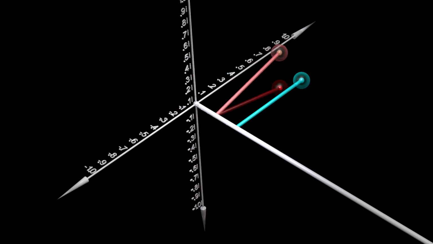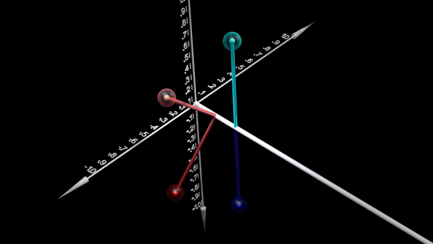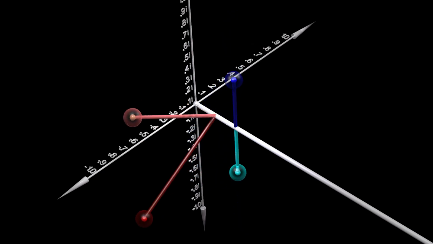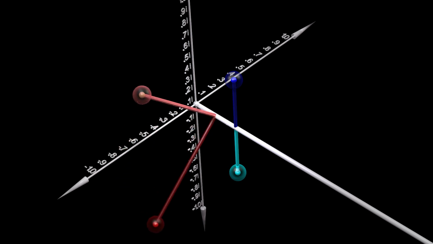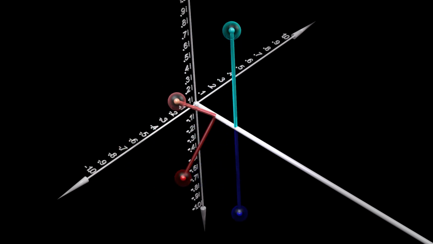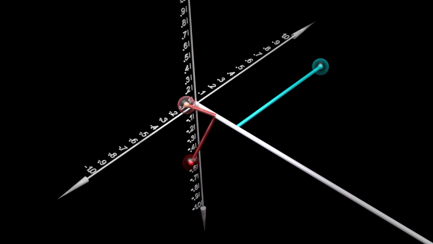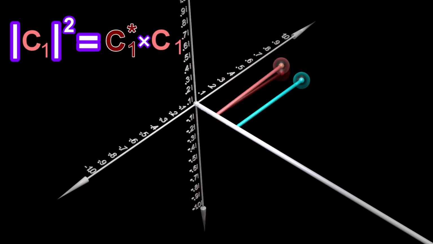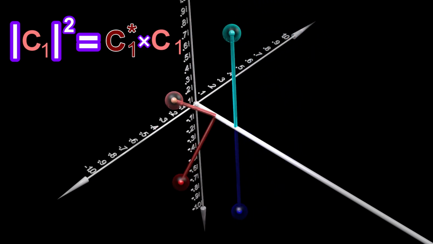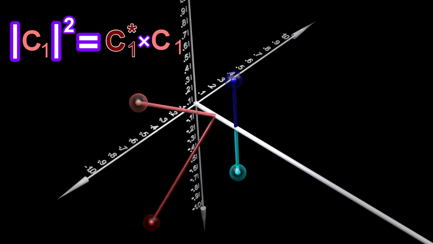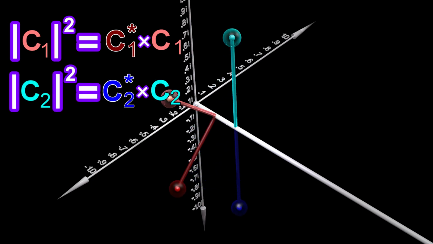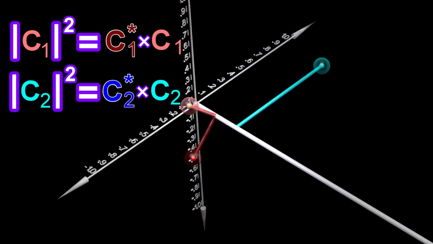A complex number multiplied by its complex conjugate always results in a real number, with a magnitude equal to the square of the original magnitude. We can use this principle to calculate the length of a vector with complex components. The square of the length of the red line is equal to C1 multiplied by its complex conjugate. The square of the length of the blue line is equal to C2 multiplied by its complex conjugate.